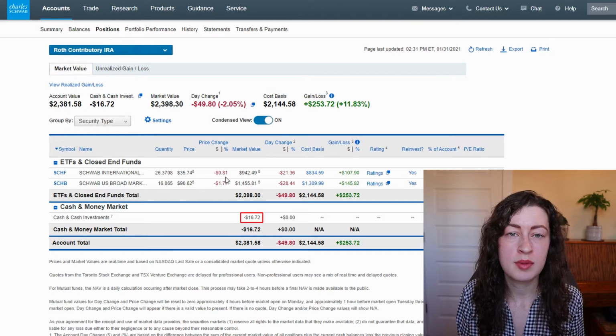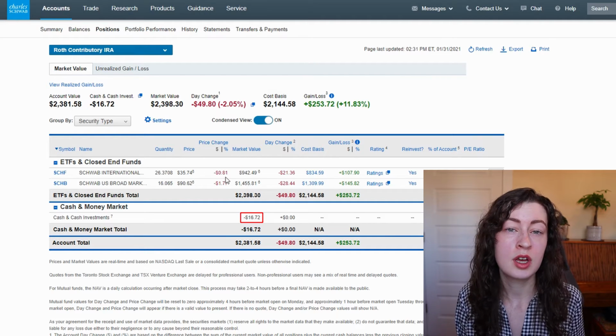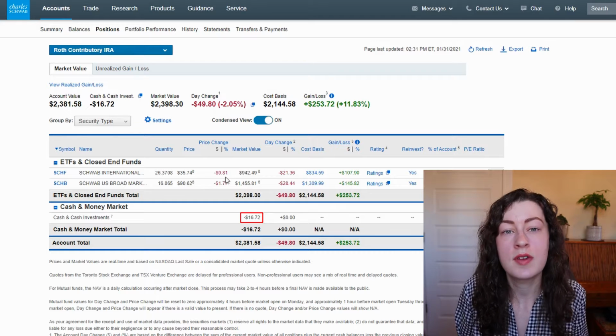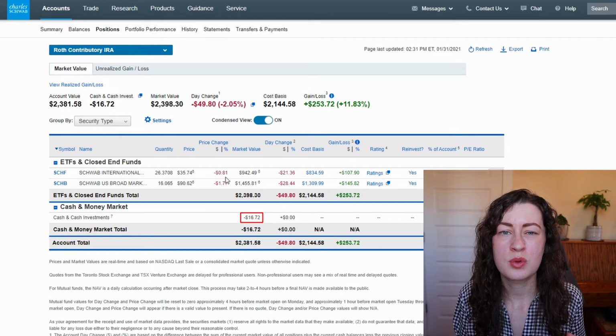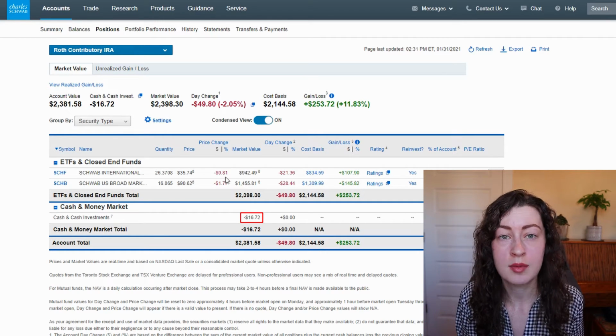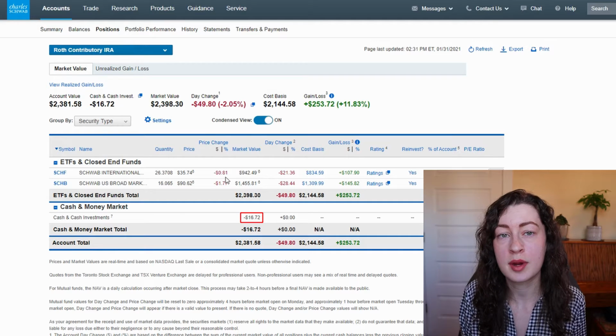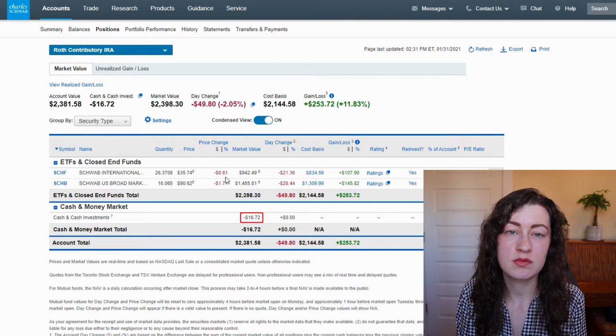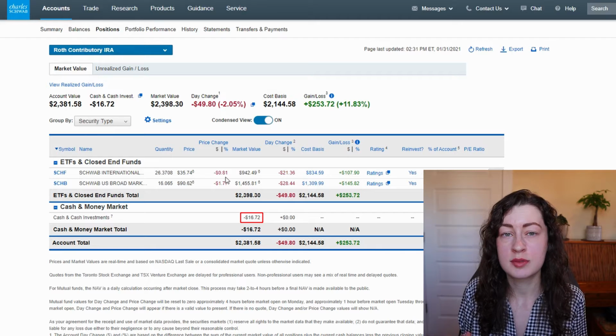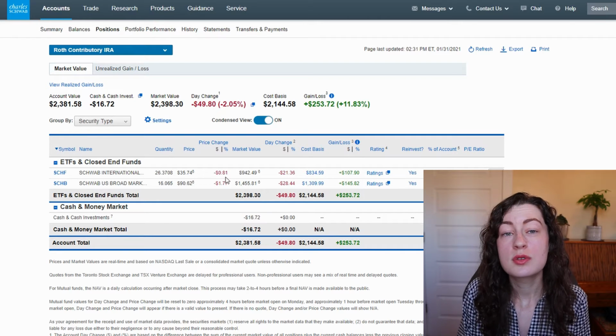All of that money goes into a money market fund within your account, which you can think of as like a savings account within your investments. So this will give you a very small, nominal percentage return on your money. And that cash is just sitting there, essentially just waiting to be used to purchase shares in the future. Okay, so this was the portfolio page.